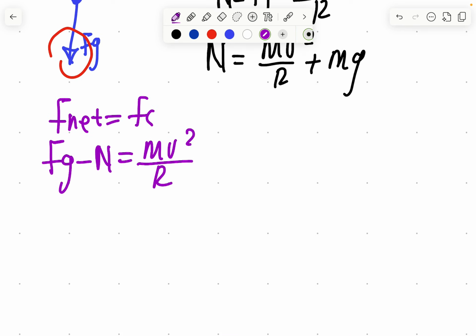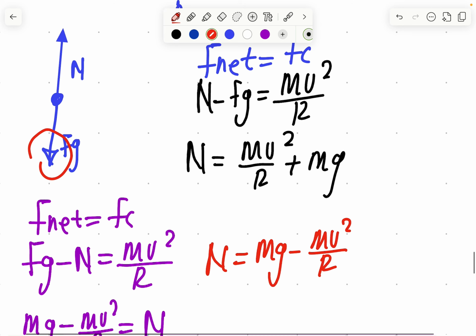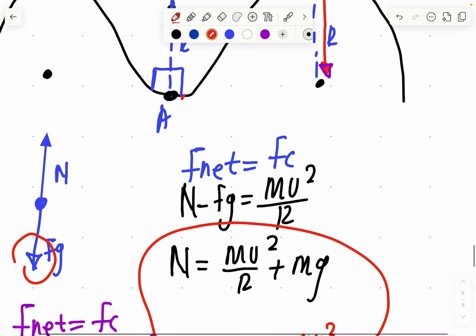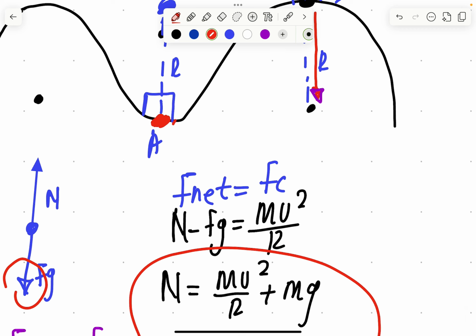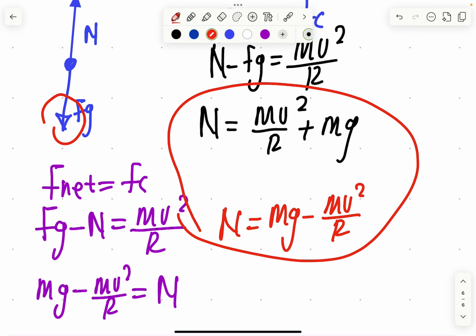So Fg equals to mg. Then I can take the normal force to that side and the centripetal term to that side. I'm going to have mv squared divided by the radius equals to the normal force, meaning the normal force at the top of the cliff is mg minus mv squared divided by the radius. Understand? They are not the same. If you observe, here the normal force has more power, but here the normal force has little power. If you see these two, this is the normal force at the minimum point and at the maximum point.